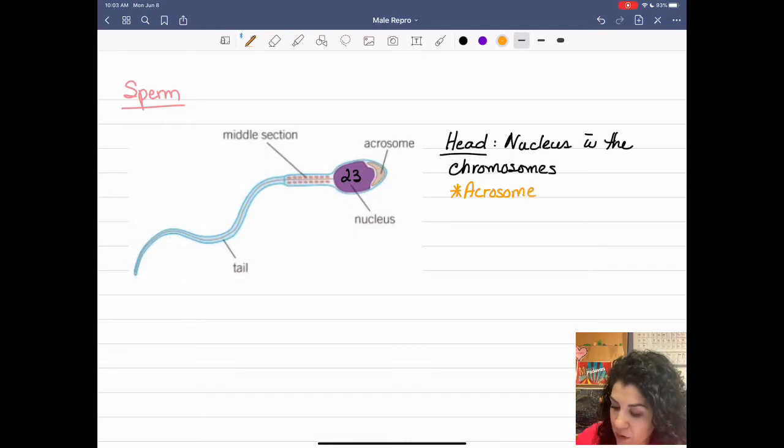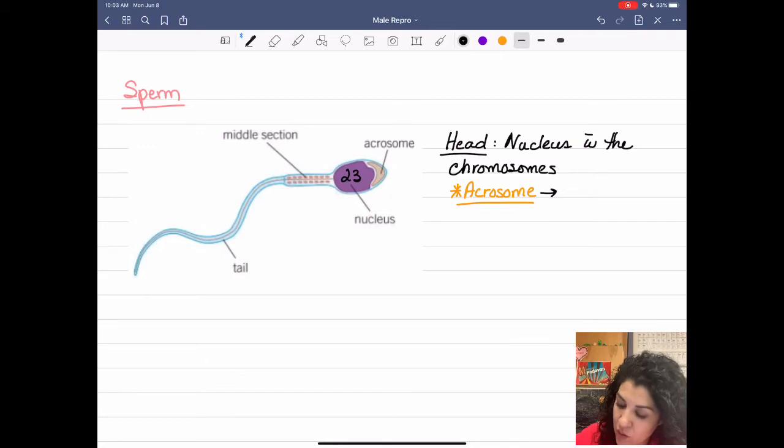And an acrosome is like a bag of enzymes that sits right at the top. And these enzymes have a very important function. That function is to penetrate the egg. We have several layers that are going to be covering the egg and protect it. And therefore, we're going to need these enzymes to be able to penetrate that egg.